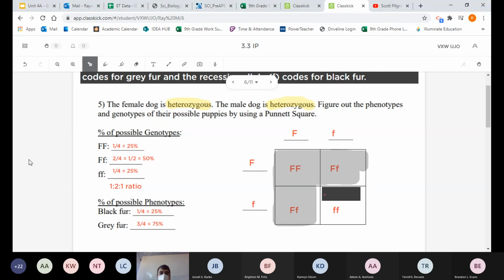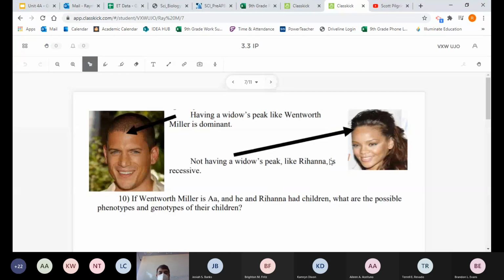Okay? Now, one more. This time we're dealing with celebrities. We got an A-lister and a C-lister. So if Wentworth Miller has a widow's peak and Rihanna does not, they want to know what their kids are going to look like. So I'm going to give you 3 minutes.